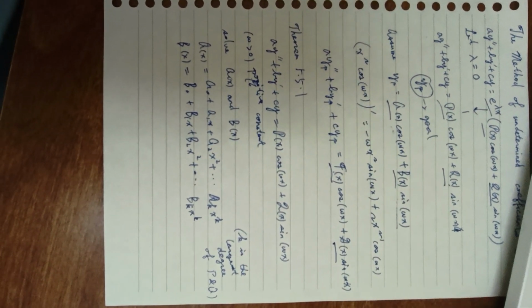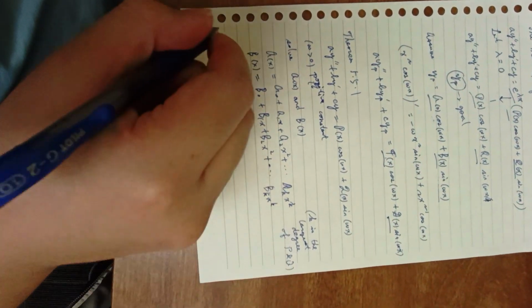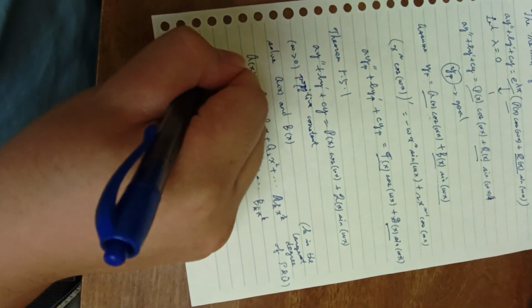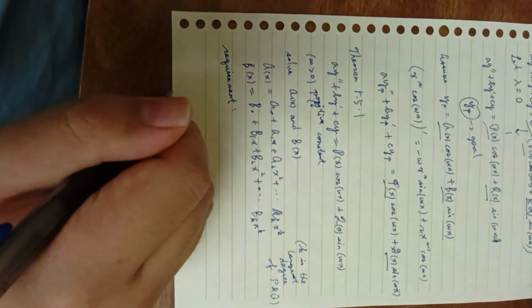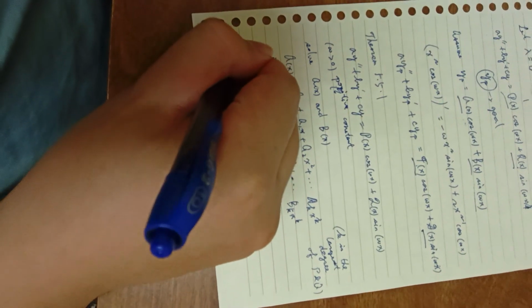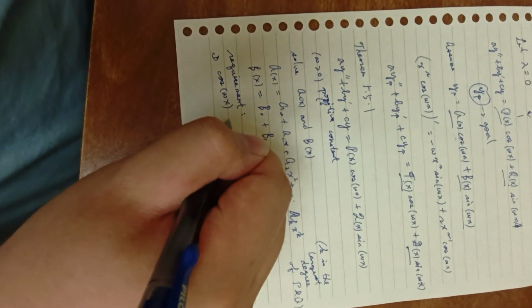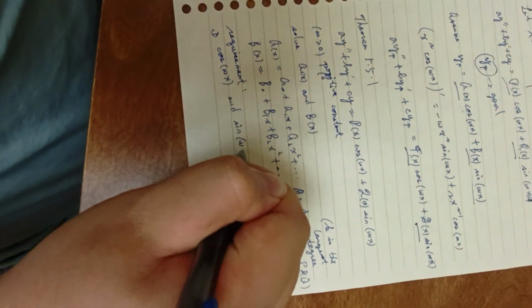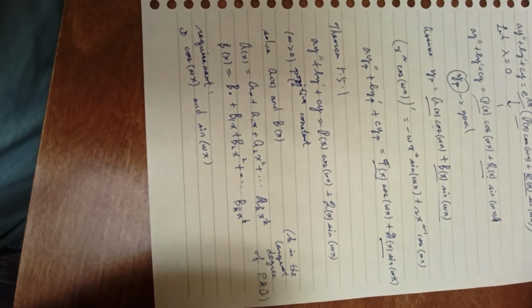And at the same time, there are some requirements. First, cosine omega x and sine omega x should not be solutions of the complementary equation.